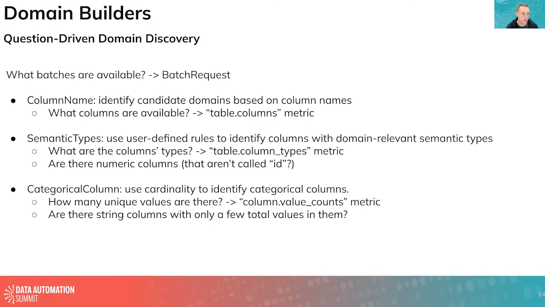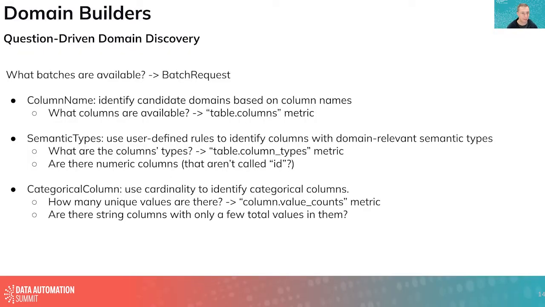You can dive in deeper, though, and another out-of-the-box domain builder that we provide is the semantic types domain builder, which is using rules and they're user defined or user augmented because we ship with some classic or standard ones, but they do things like ask, what are the column types? And it does this using metrics in GE, the same metrics that are going to later be used for evaluating expectations. We say, are there numeric columns? Maybe are there numeric columns that aren't IDs?